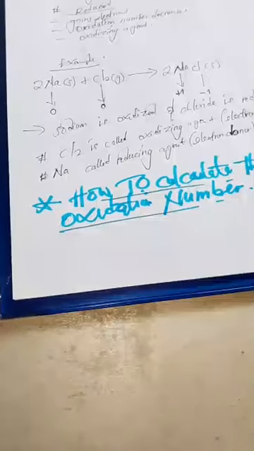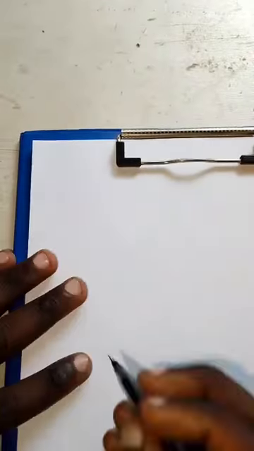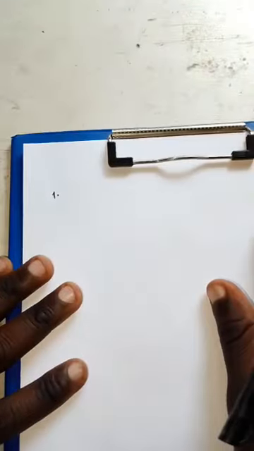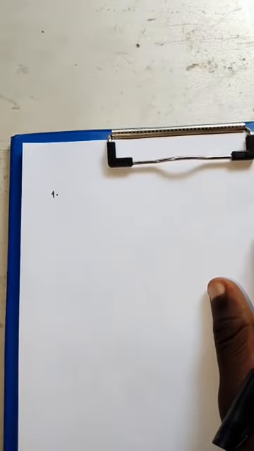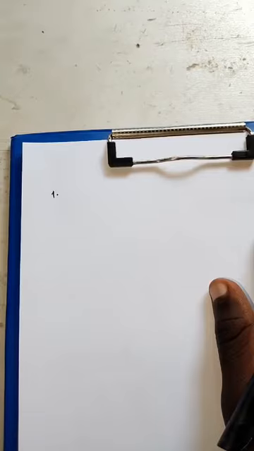How to calculate the oxidation number. Let me give you the points that you need to consider as you calculate oxidation numbers. Number one, the first thing you need to know: elements in their natural state have an oxidation number of 0.